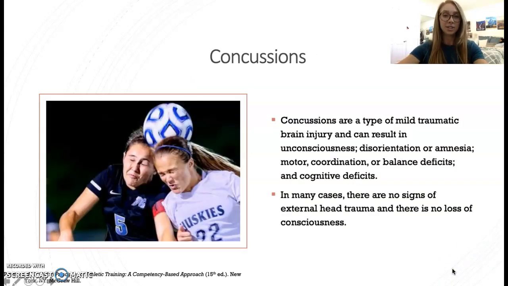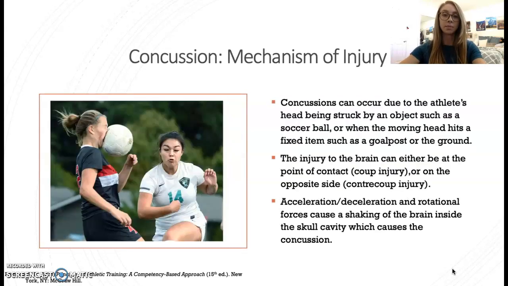So we'll start with concussion. Concussion is a type of mild traumatic brain injury that can result in unconsciousness, disorientation, or amnesia. It doesn't always result in unconsciousness, but if it does, you definitely want to look for more warning signs.